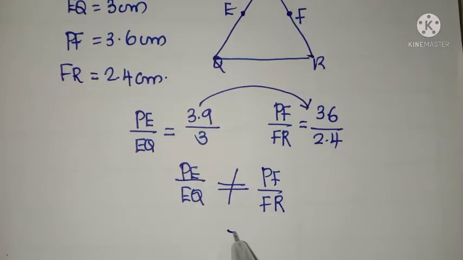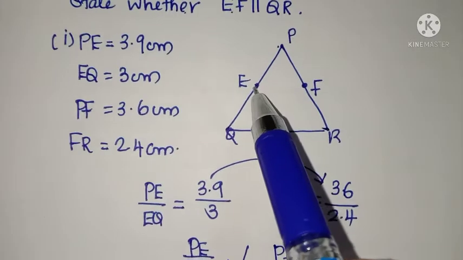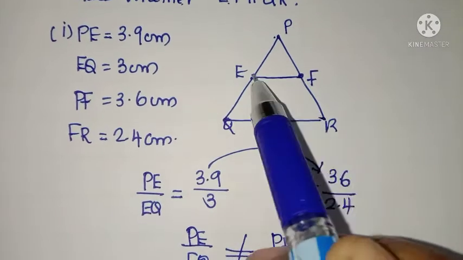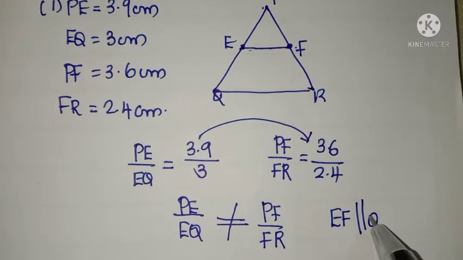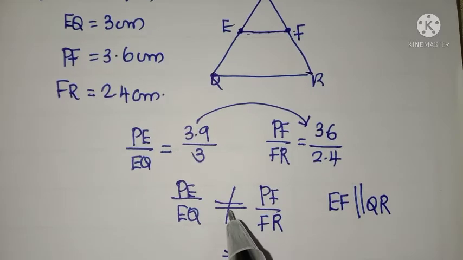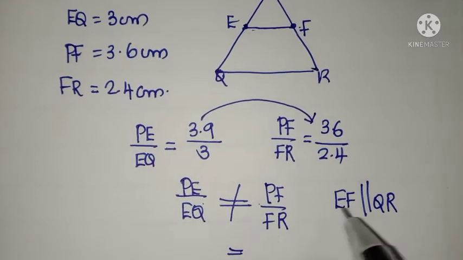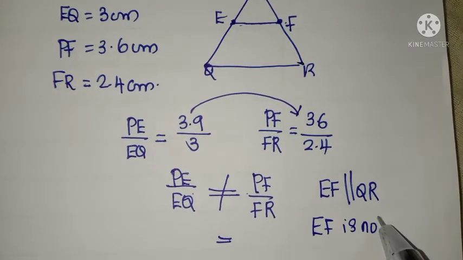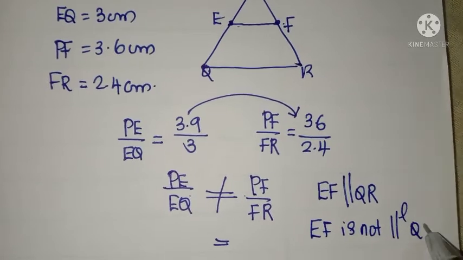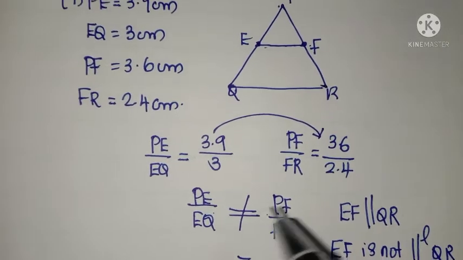If it is equal, then by converse of basic proportionality, we can say that the line segment joining these 2 points, that is EF, is parallel to QR. So here it is not equal to each other. The ratios are not equal and therefore EF is not parallel to QR by converse of basic proportionality theorem.